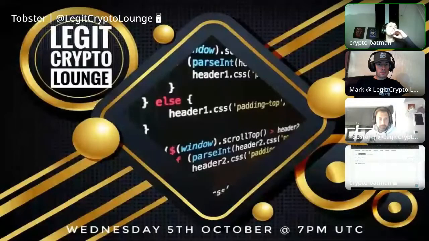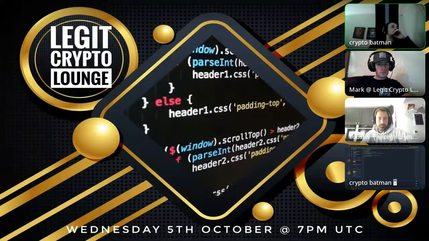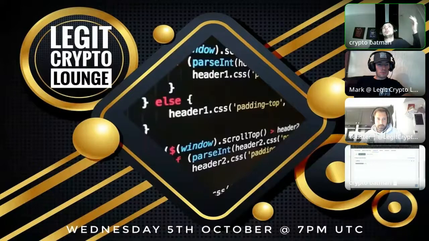So get string, reset. Let me just see if that's transacted. It has. Get string should now update. Why is it doing that? Let me just get string. Remix has shown it correctly. BSC scan is not. Very strange. Yeah, there you go. It's changed now. So it changed to what I just wrote in there.